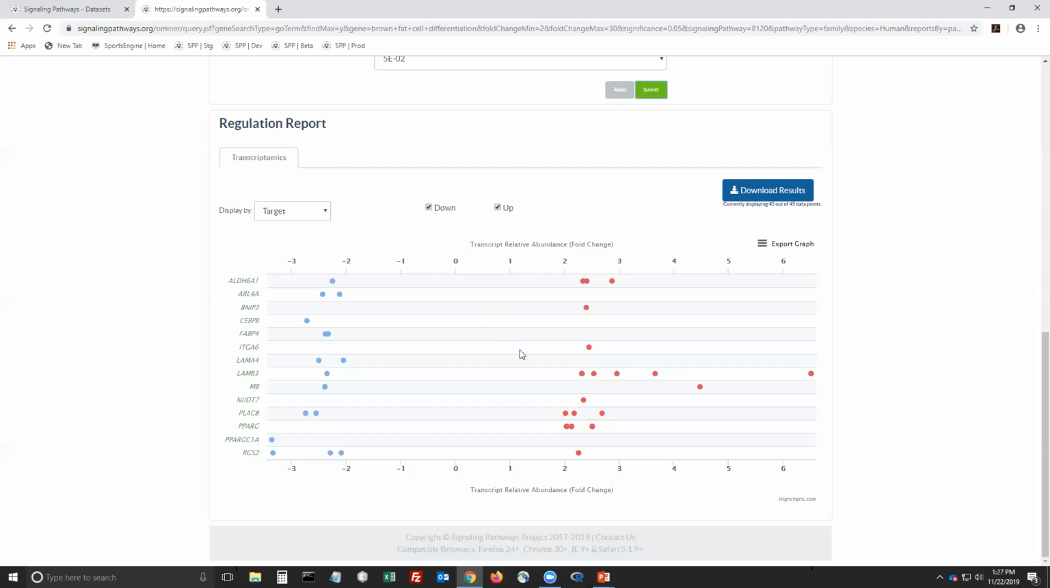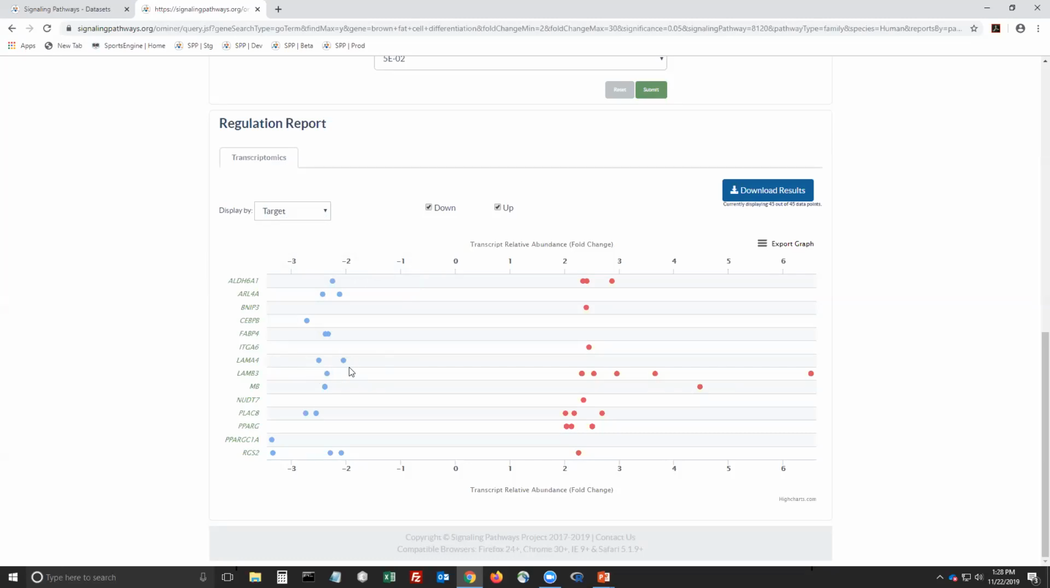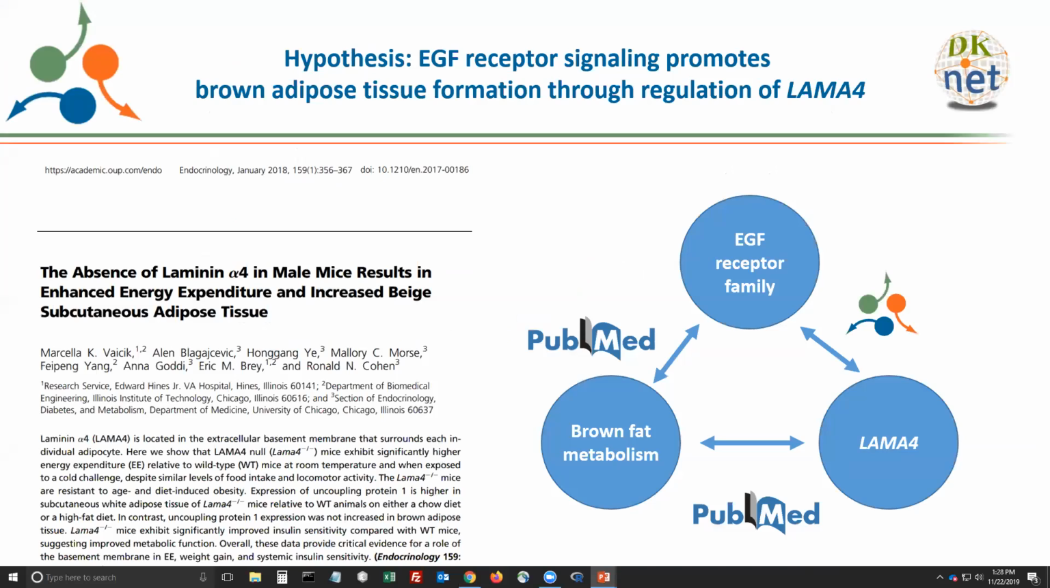So what we really want to know is what are the novel EGF receptor family targets? And what I want you to notice is that two different EGF receptor family ligands, TGF-alpha and NRG1, both of these repress laminin-4 expression. Now, this is interesting in the context of evidence from the literature suggesting that laminin-4 is a negative regulator of fat browning in mice. And so again, we have this complementary relationship between the literature and SPP, whereby the literature provides the outlines of the hypothesis and SPP provides evidence for the mechanistic basis of that hypothesis.